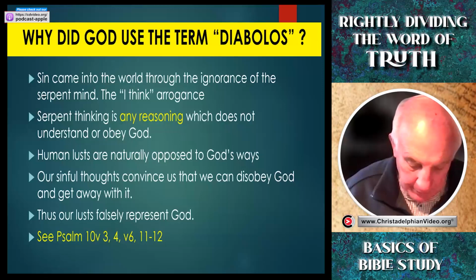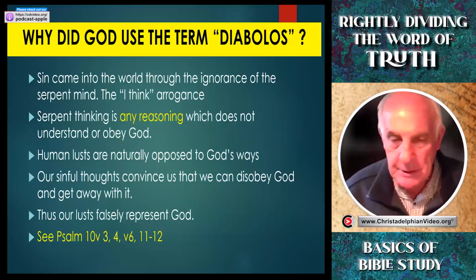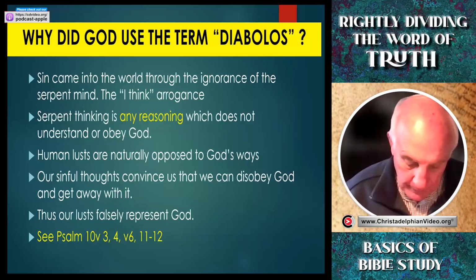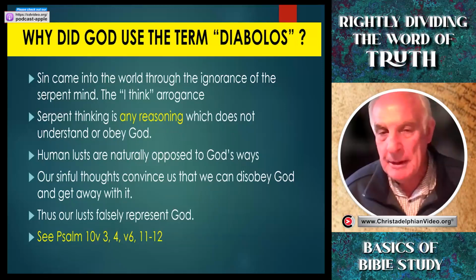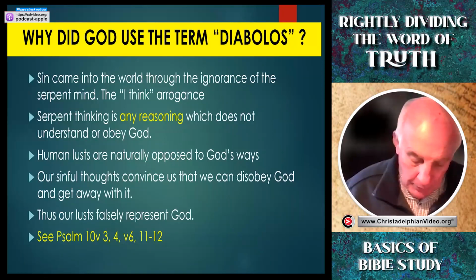The wicked in his pride doth persecute the poor. So wicked people tend to persecute other people. Let them be taken in the devices that they have imagined. For the wicked boasteth of his heart's desire. So the wicked people are arrogant. They say, I can do it and get away with it. Whatever I want, I will get.